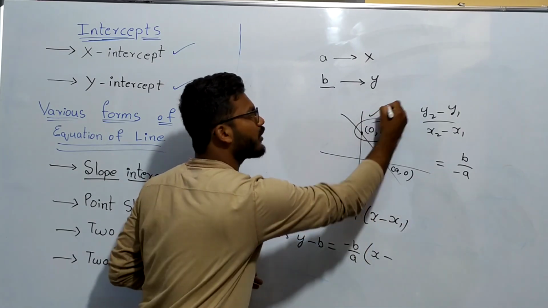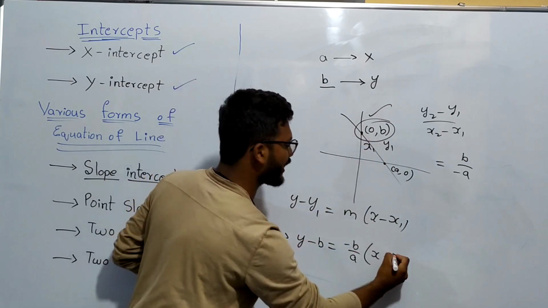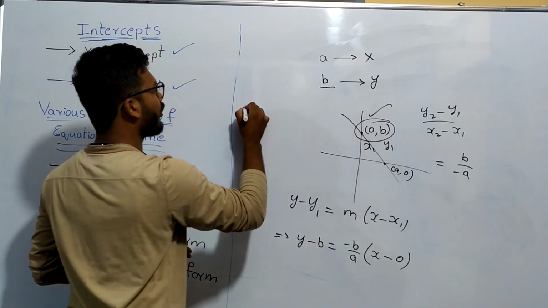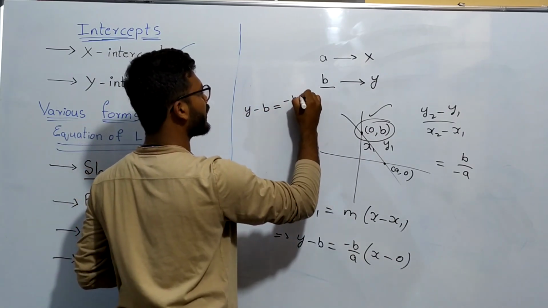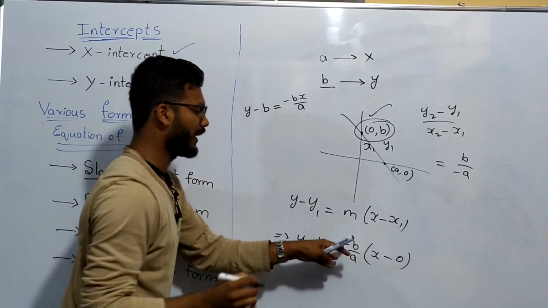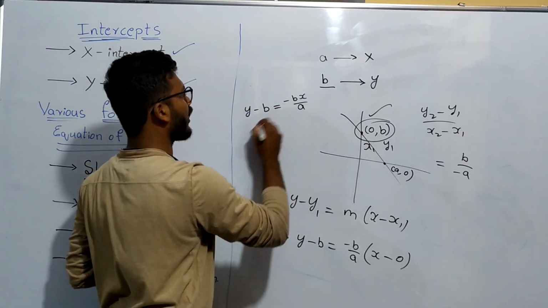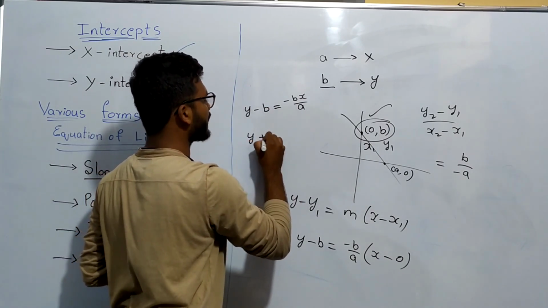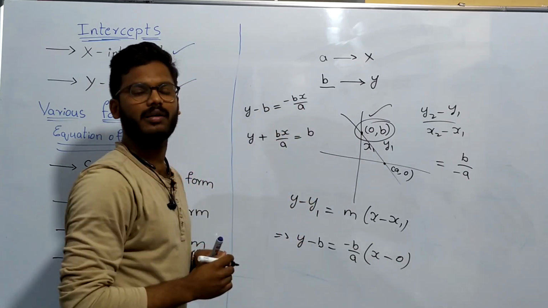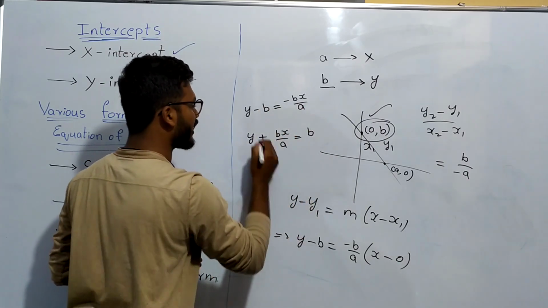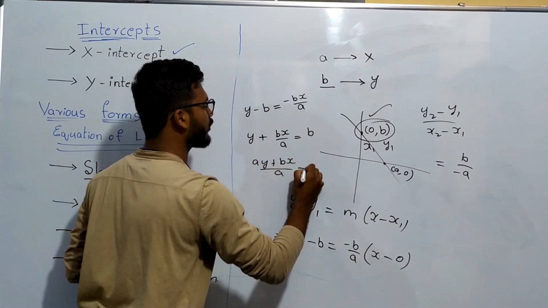In this point only you have to take. This is x1 and this is y1, or else you can take the other one, any one only. So you will get 0. So what will you get? y minus b equal to minus b into x by a, right? Minus bx by a. Or else I will send this side. y plus bx by a equal to b. Okay. So I will take LCM. What I will get? (ay plus bx) by a is equal to b.